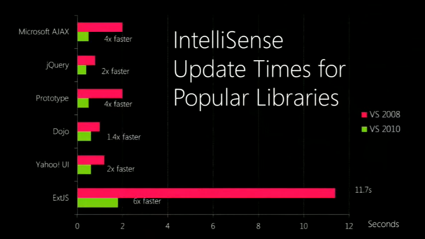This chart shows some of the timing improvements that you get between VS 2008 and VS 2010 for all the popular JavaScript libraries. Note some of the significant improvements across the board that you get within them. You should be able to load a file that uses any of these libraries and basically get instantaneous IntelliSense now within the IDE.